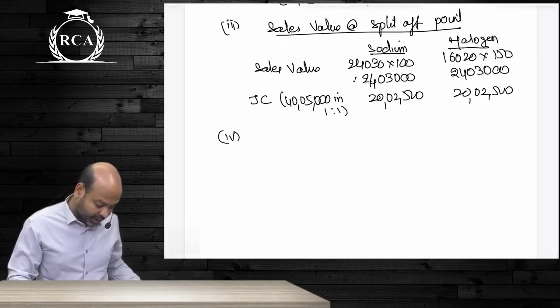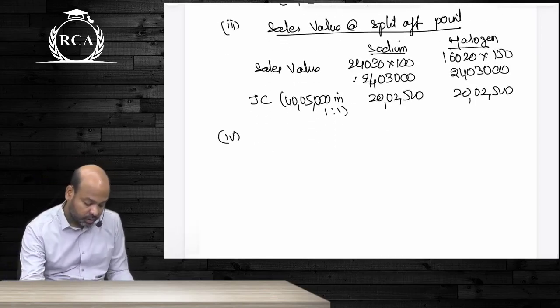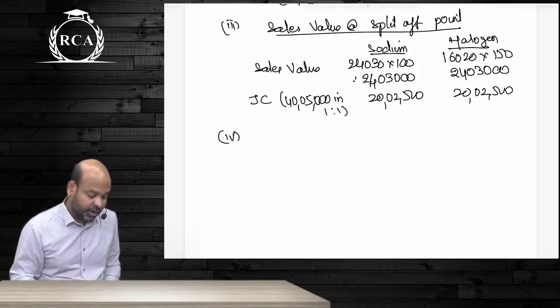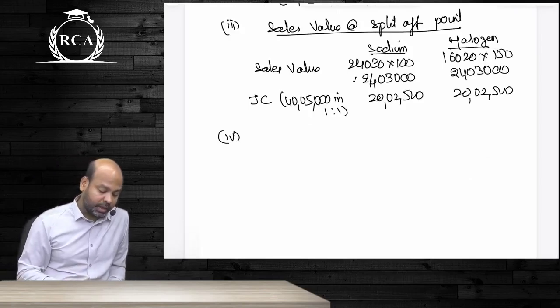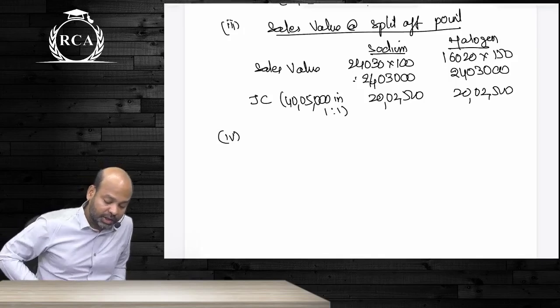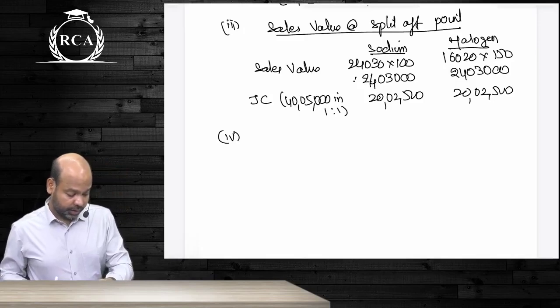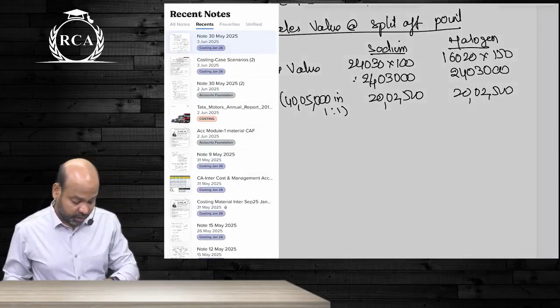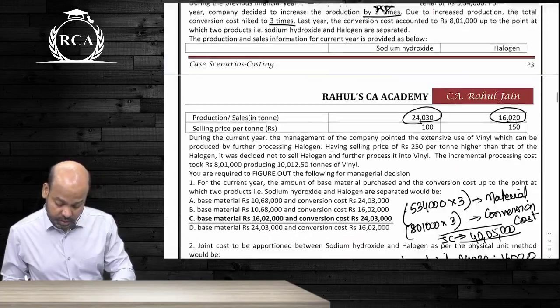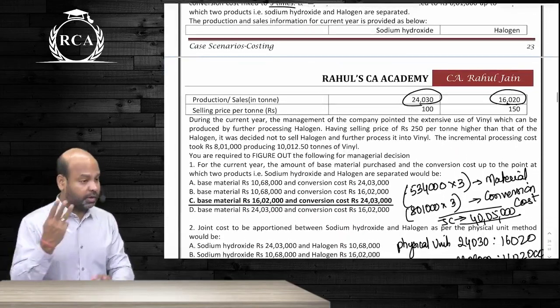Fourth bit, guys, is on NRV basis. For NRV, guys, which product is being further processed? Look at the paragraph above once, guys. Halogen is being further processed into vinyl. In the wordings here, they are playing very smart. Look at this, beta, are you all done with the third bit also?